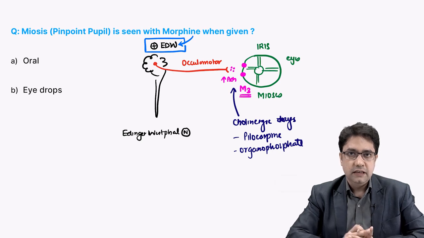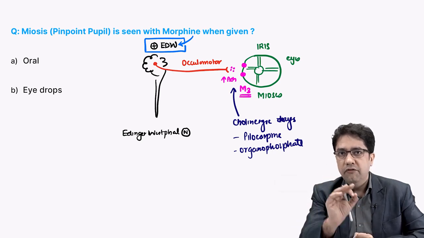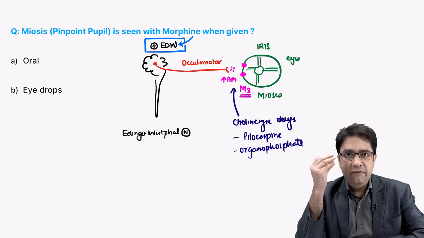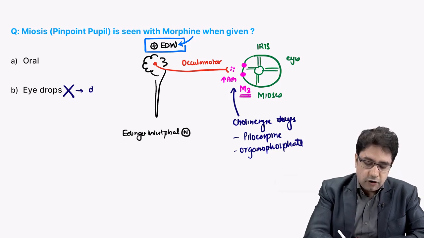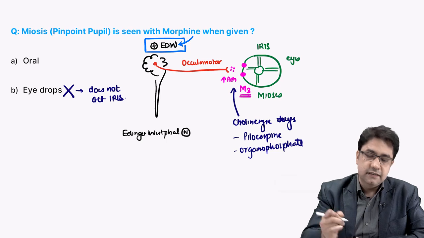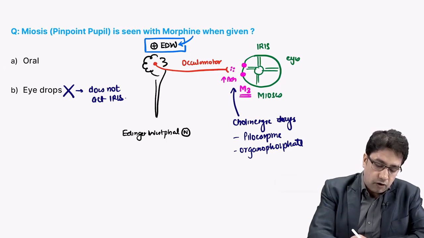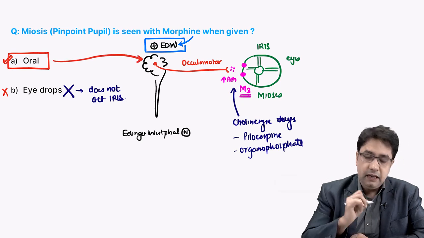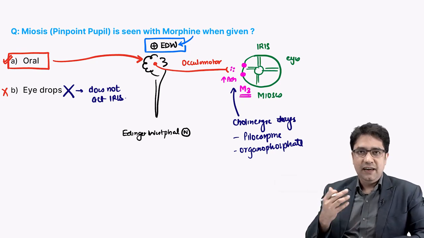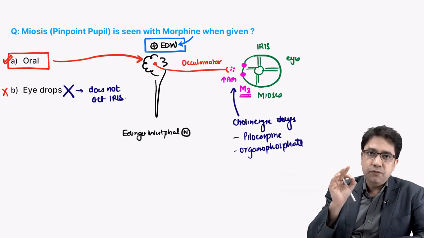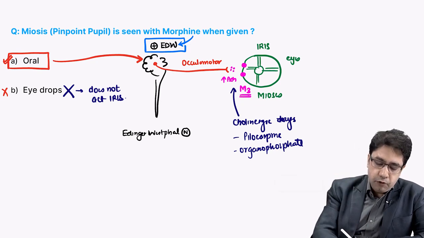So, the question is, by which route will morphine produce meiosis? When we give eye drops of morphine, remember, morphine does not act on the iris. So, when you give oral morphine, remember, oral morphine produces meiosis because oral morphine will enter into the brain and stimulate the Edinger-Westphal nucleus. So, here comes the question: in which poisoning is pinpoint pupil seen?